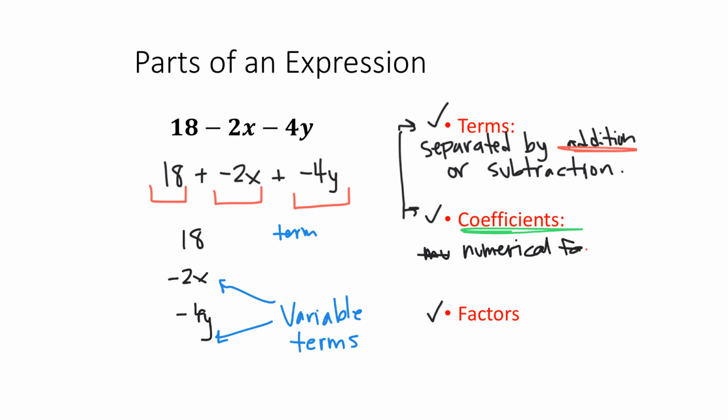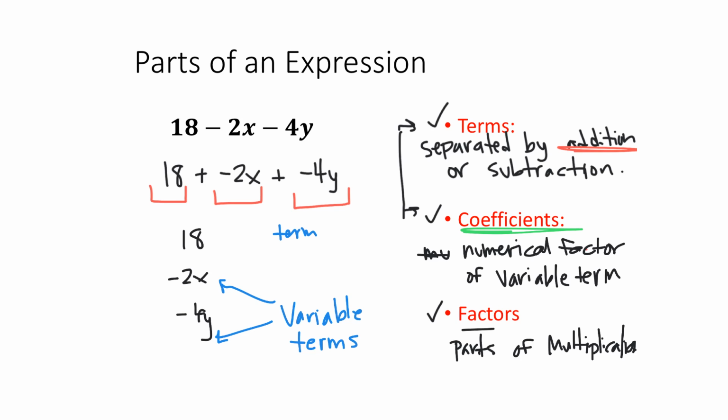Now numerical factors, so just kind of piggyback off of this, factors are just parts of multiplication. So whenever you think of multiplication, it's basically you're taking two numbers and putting them together, and each one of those pieces are factors. So it's basically a numerical factor of what we call a variable term.